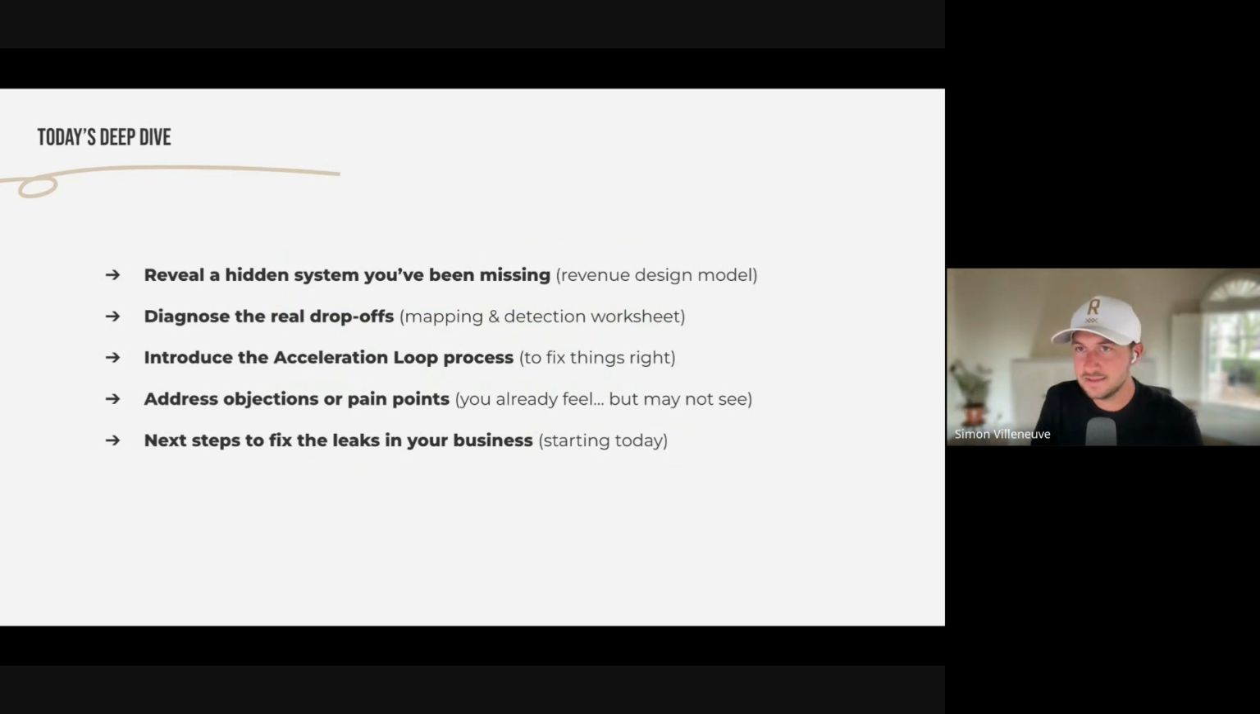John Wooden, great UCLA basketball coach, said so many great things about winning and growth that apply to business. He says, if you don't have time to do it right, when are you going to have time to do it over? So we're going to talk about how to do it right so you don't have to do it over this time. Next, addressing objections and pain points. These are ones that you already feel, but you may not see. I'm going to surface them so you can see them, and then we're going to tackle them. Also, we'll talk about the next steps that you need to take today to fix the leaks in your business. I'm not going to let you walk out of this training without knowing what you're going to do next. As long as you stick to the end, I'm going to show you what you need to do.